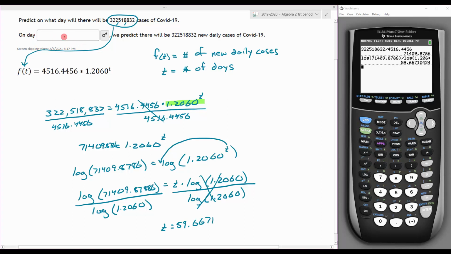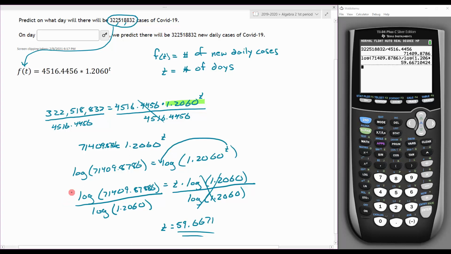If I'm trying to complete the sentence here, it says on day, and then we would put in the day where this number would happen. That would be on day 59.6671. We're actually going to put that number into the blank, but we would just say somewhere around day 59 or day 60, we're going to get 322,518,832 new daily cases of COVID-19. But for MyOpenMath, make sure you input the entire decimal into the box. I would carry it to 4 decimal places, and it should count it as correct.